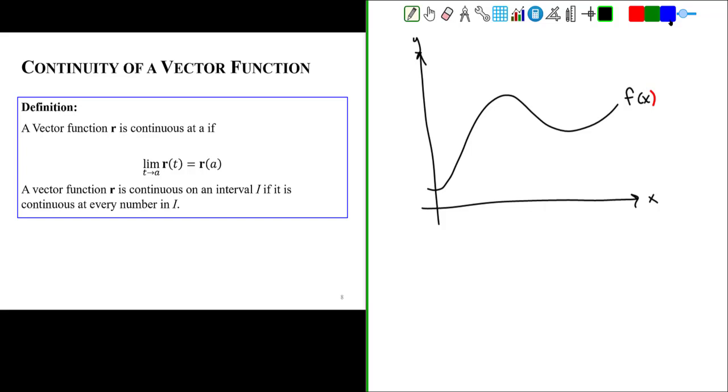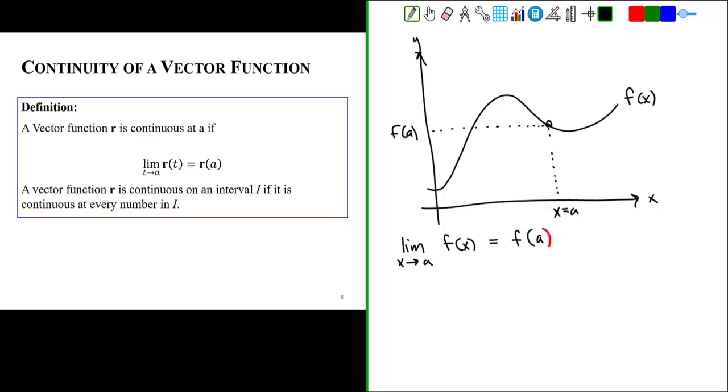A wise math colleague friend of mine once told me that if you don't have to lift your pencil when you are drawing a function, then that function exists in that region. So here, if we wanted to find the limit of this function at x equals a, we would say that the limit of our function as x approaches a is equal to the value of f evaluated at x equals a.